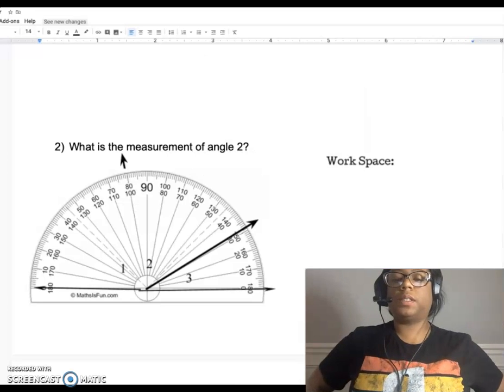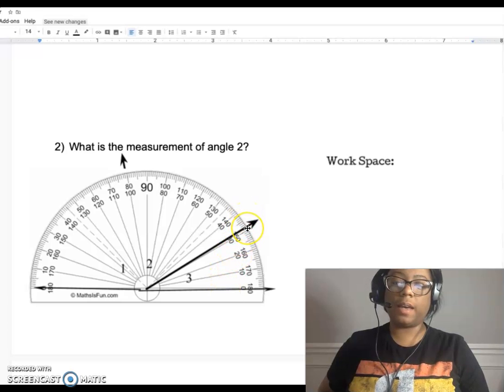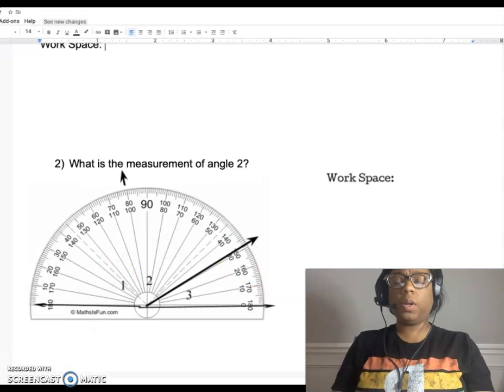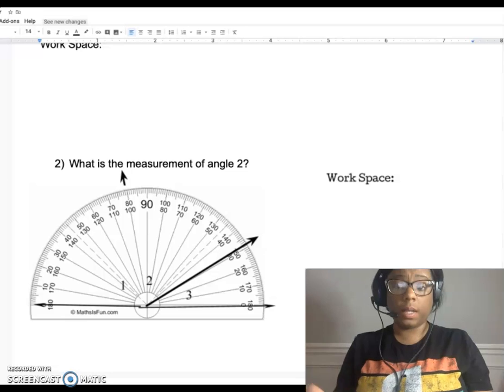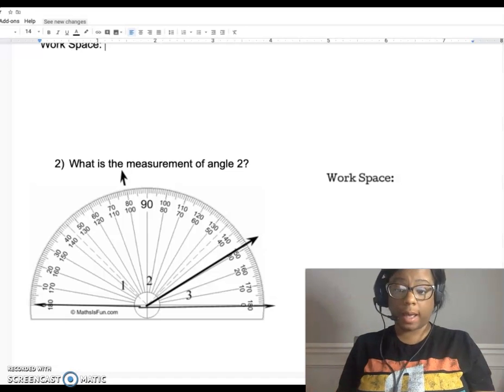Moving right along to question number 2, what is the measurement of angle 2? Again, we have one angle that equals 80 degrees. We have another angle that starts from 80 and ends at 150. And then lastly, we have an angle that starts from 150 and ends at 180. I'm going to follow the same process that we did with question number 1. So since we're starting at one point and we're ending at another, we have to subtract.